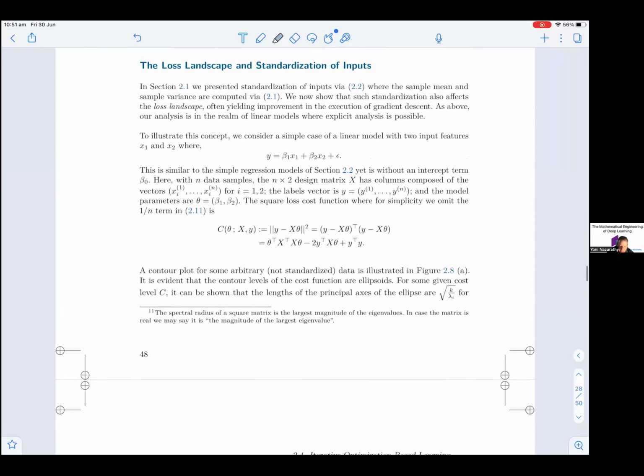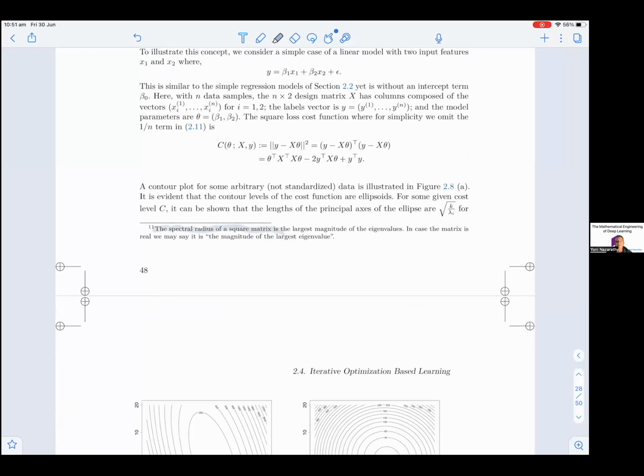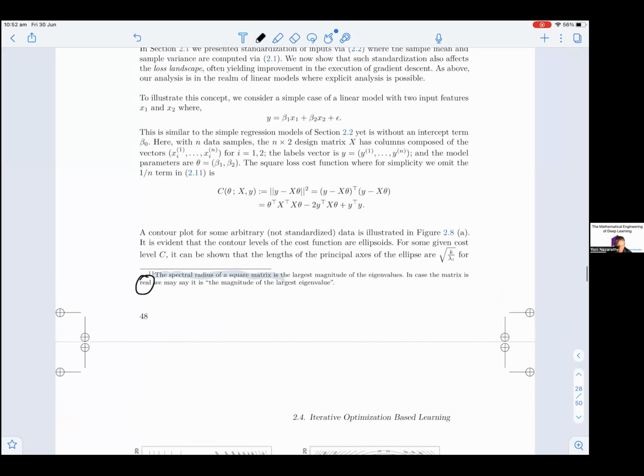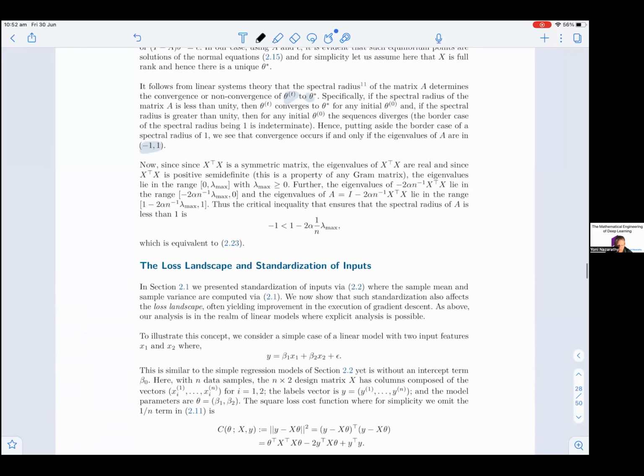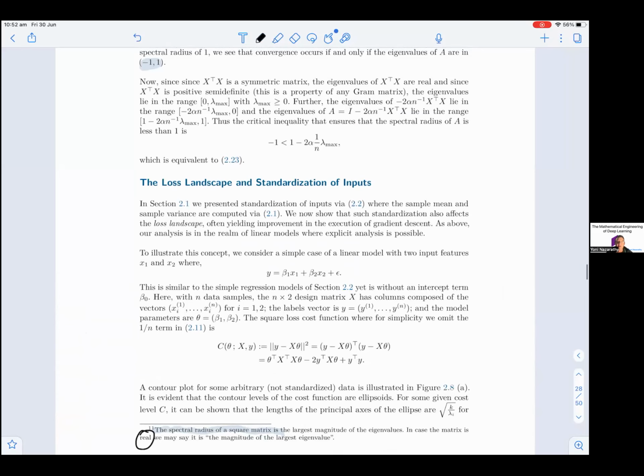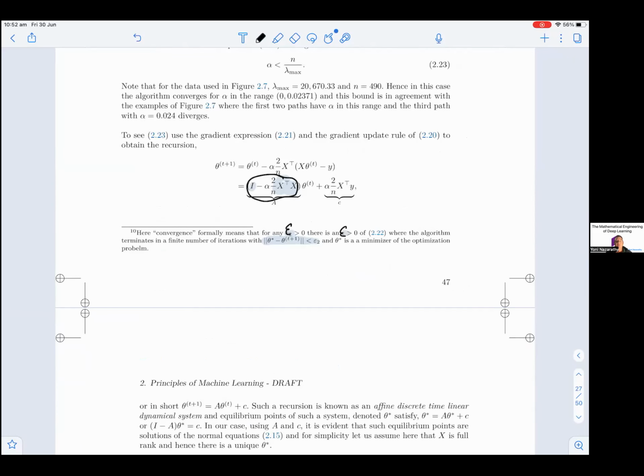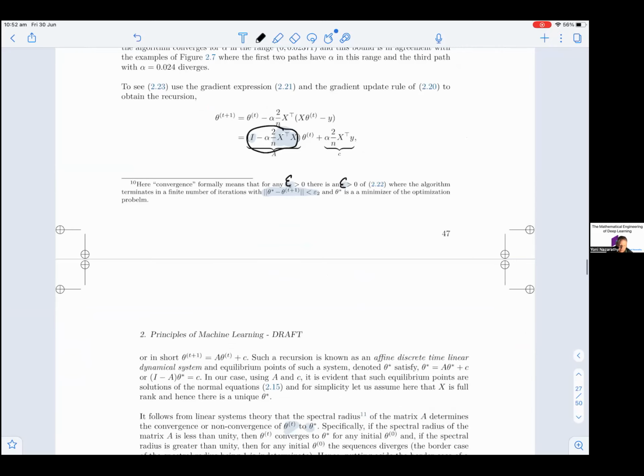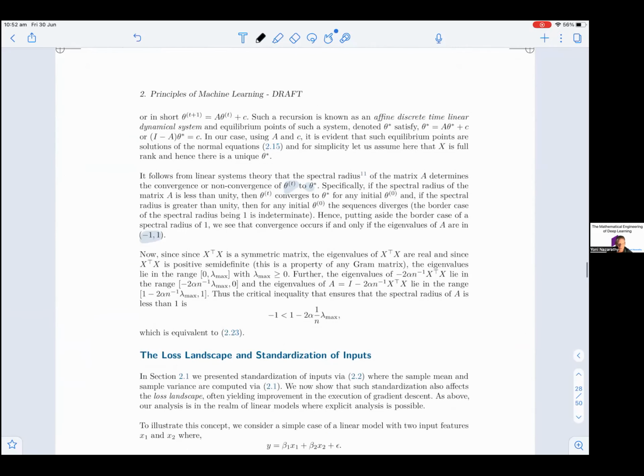Now, the spectral radius of the square matrix, just to remember, is the largest magnitude of the eigenvalues. In case a matrix is real, we may say it's the magnitude of the largest eigenvalue. So here we actually meant in case the matrix is symmetric and the eigenvalues are real. Okay, so that's a bit of a mistake here. Not a big deal. So we have this matrix A here, and we would want its spectral radius to be within minus 1, 1 for this system of gradient descent to converge.